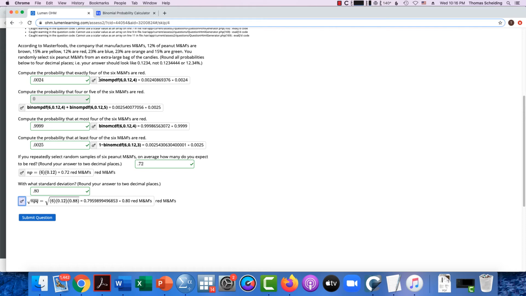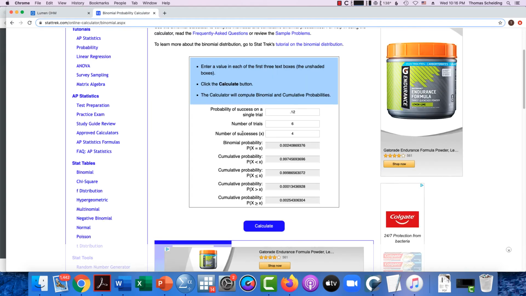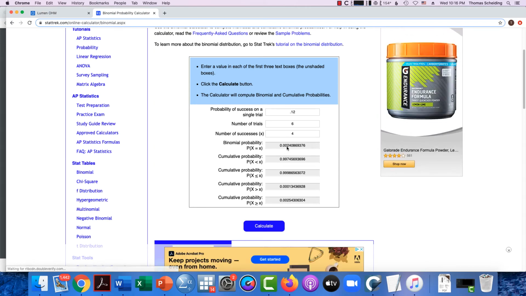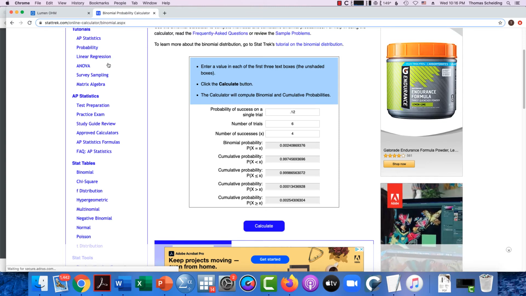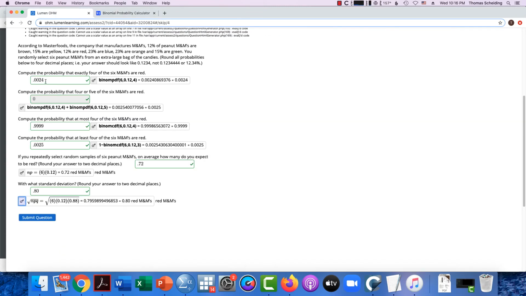Yes, you could type this equation into your TI calculator. But also, I could just go over here and see that the probability is 0.0024, which I just typed in right there. It's doing the same work, it's just free. You don't have to do a thing.